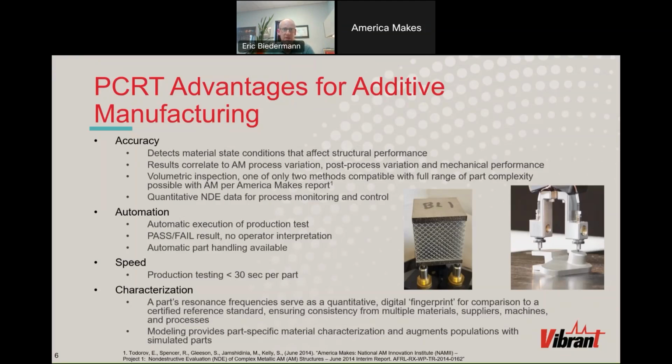And then we also offer a lot of capabilities for material characterization. Since the resonance is sort of a quantitative fingerprint of a part, we can use that to derive material properties of that component, elastic properties like Young's modulus and Poisson's ratio, for example, also use it for comparisons to other methods, looking for consistency in populations and so on.